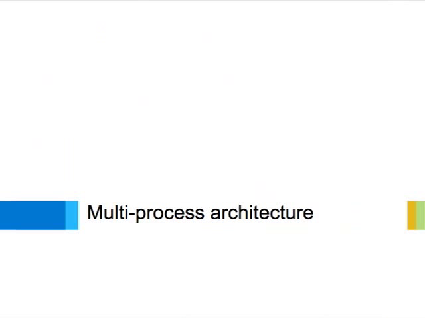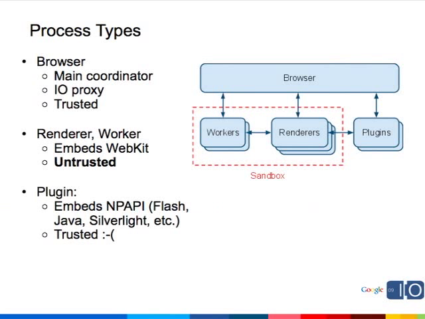So moving on. Multi-process architecture, just getting into this a little bit more. I've been talking about processes, so this is what I mean. This picture shows that there's this main coordinating browser process that all of the child processes talk to. And we have a set of different renderers. Each of the rendering processes embeds WebKit to render web pages, and they talk back to the browser for things like I/O.